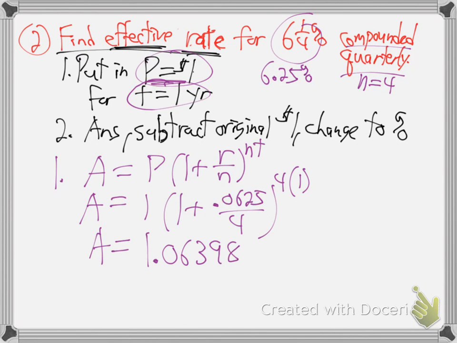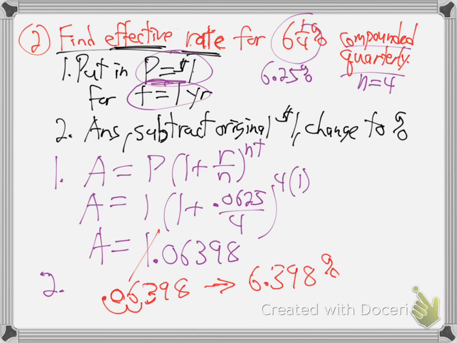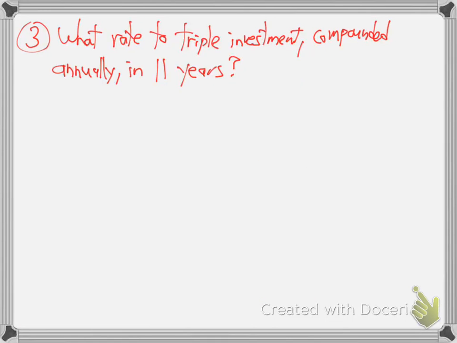and you'll get that. So then step 2, we have to subtract the original dollar. So get rid of that 1 and then change this, so 0.06398. Change this now to a percentage, move it twice to the right, becomes 6.398%. So that's the effective rate. That's the real effect of 6.25 if you compound quarterly. That ends up being a little better than 6.25.